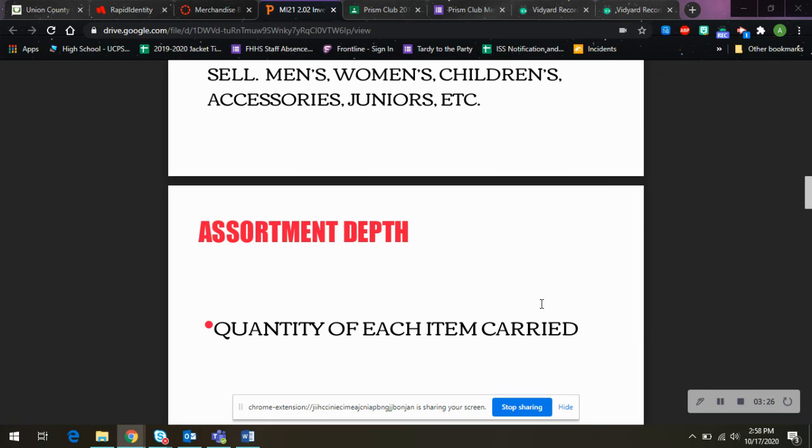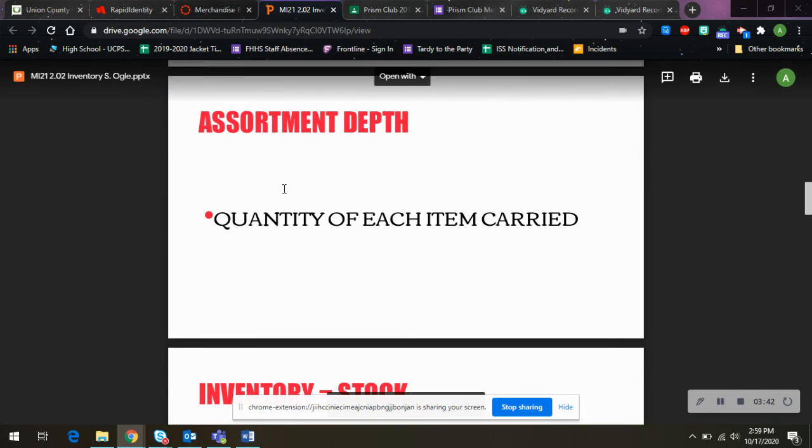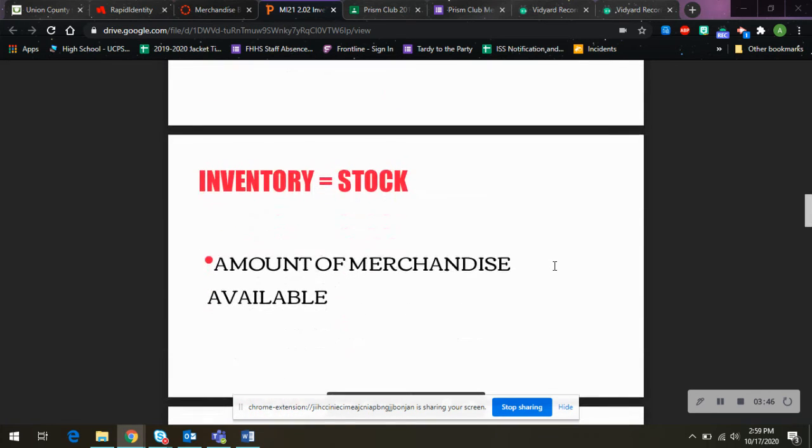So if they are in a college town, maybe juniors or those lower classifications of men's and women's styles would be best. If they know that not a lot of children's items get sold, they're going to have a smaller children's section. And that's what assortment depth is, the quantity of each item that is carried within the store.